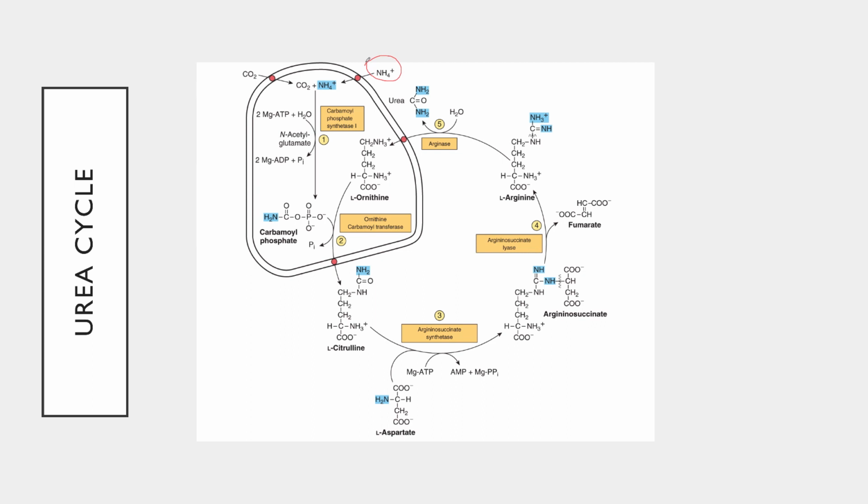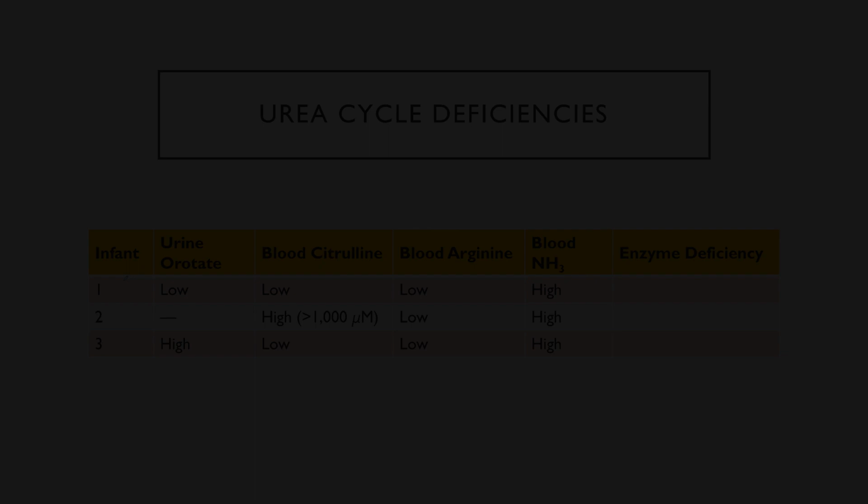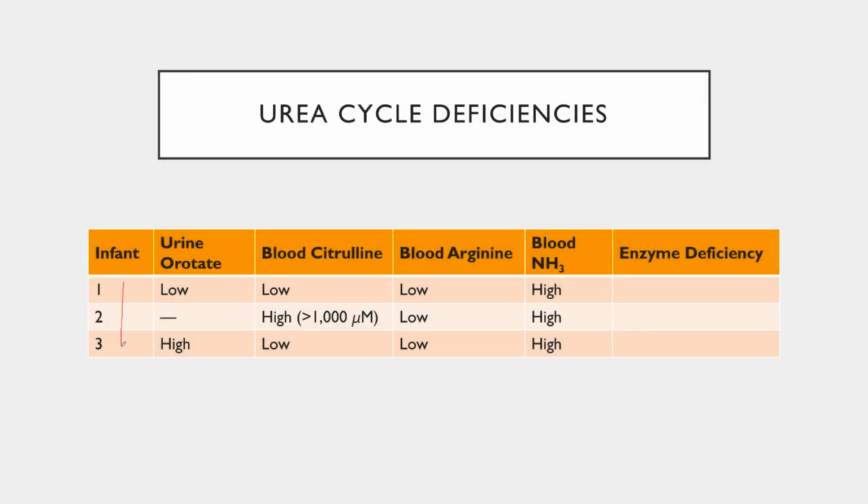So now let's finish up with some clinical scenarios which will help us identify different deficiencies along this pathway. So we'll look at the metabolic panels of 3 different infants, presumably born with deficiencies in the urea cycle, and that would be indicated by this high level of ammonia. So if ammonia is elevating, it would suggest that there's a deficiency in the ability to dispose of ammonia through the urea cycle. And we'll use these other 3 values, urine orotate, blood citrulline, and blood arginine, to help us determine what enzymatic deficiency these individuals have.